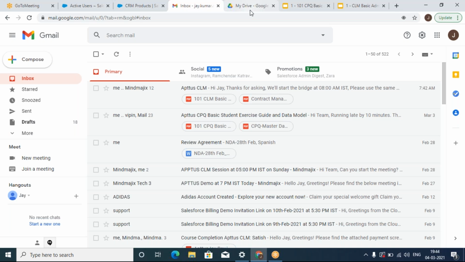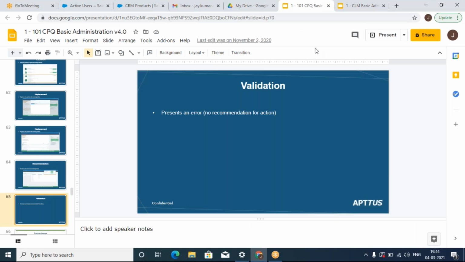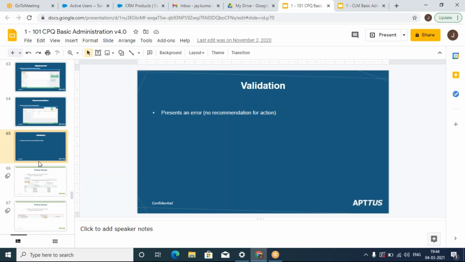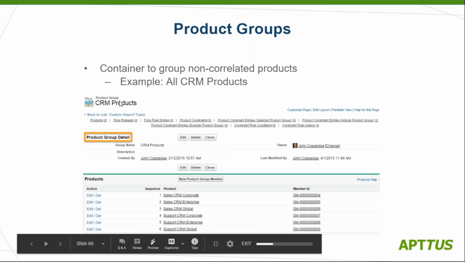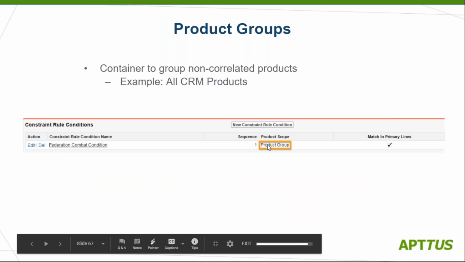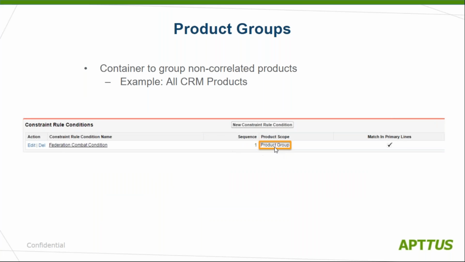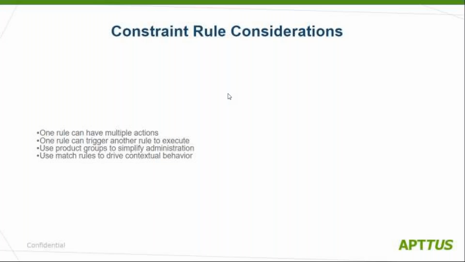now I'll just also, so I was just talking about product groups. So this is the sales CRM product group that we can create. So the CRM products group, and we just have to choose the product scope as product group. Okay, and we select the product group, then we can add all the CRM products in one go or affect them at one place. So constraint rule considerations, yeah, this is what I wanted to talk about.